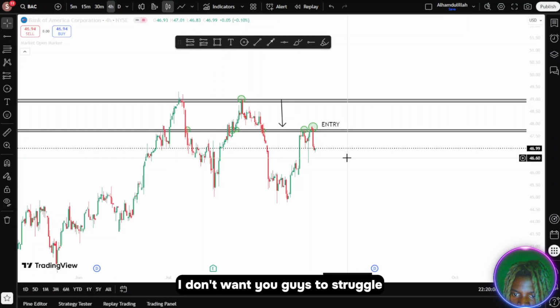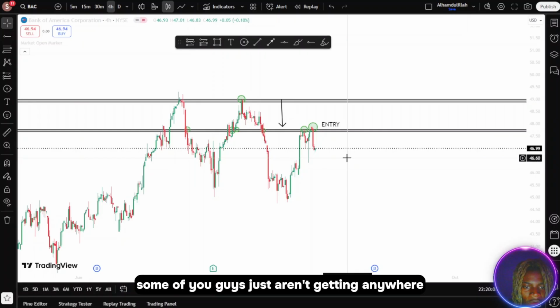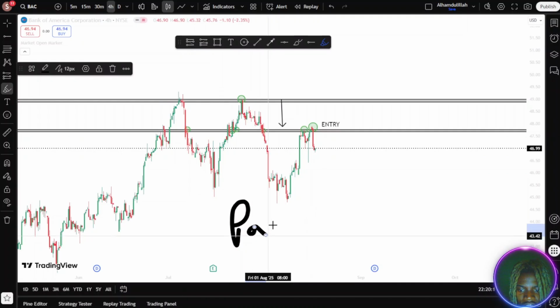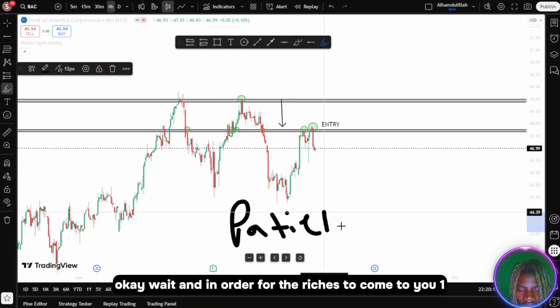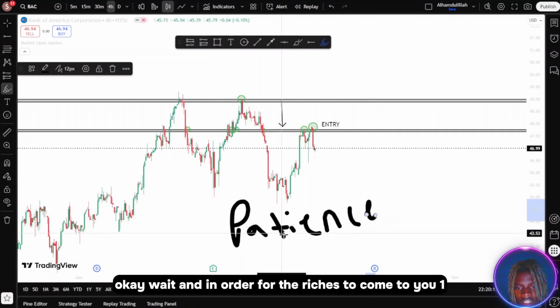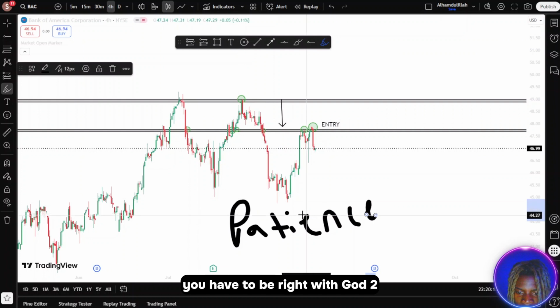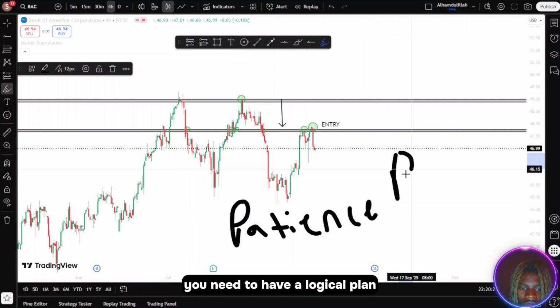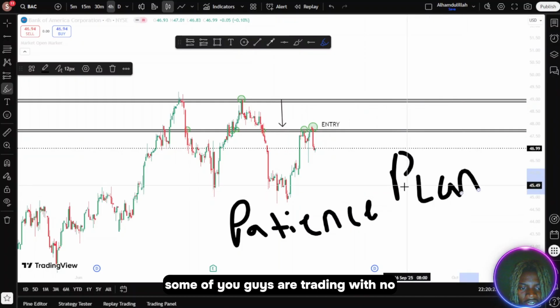I don't want you guys to struggle. Play the market with a logical perspective. Watch how your bread grows. Some of you guys just aren't getting anywhere because you lack one simple thing, and that's patience. Okay, wait. And in order for the riches to come to you, one, you have to be right with God. Two, you need to have a logical plan. Some of you guys are trading with no plan.